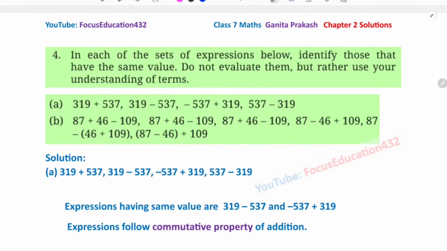Now moving to the fourth question. Page 37. In each of the sets of expressions below, identify those that have the same value. Here expressions are there, separated by comma. Expression 1, expression 2, expression 3, expression 4. Identify those that have the same value. Do not evaluate them and don't calculate them. Don't do any manual calculation here, but rather use your understanding of terms.